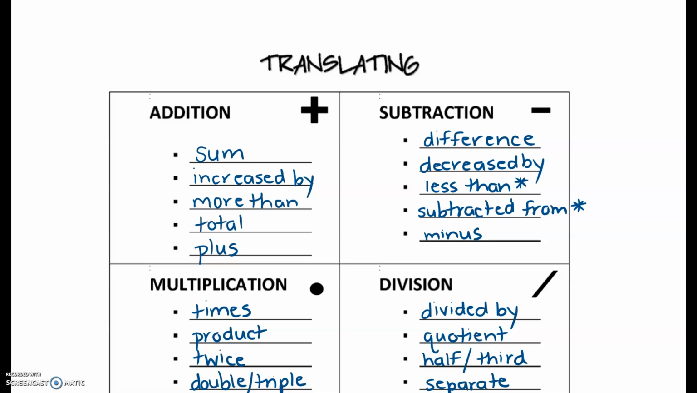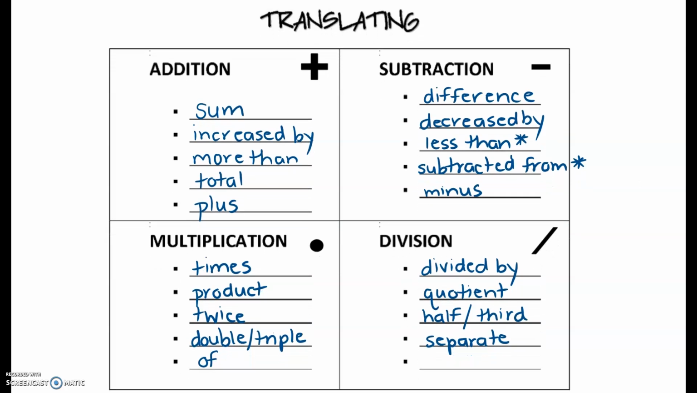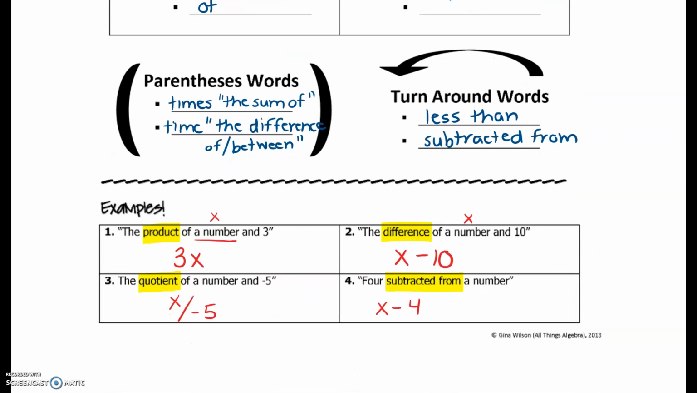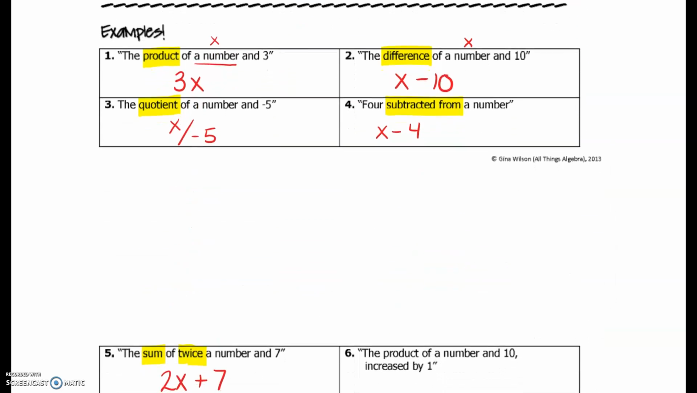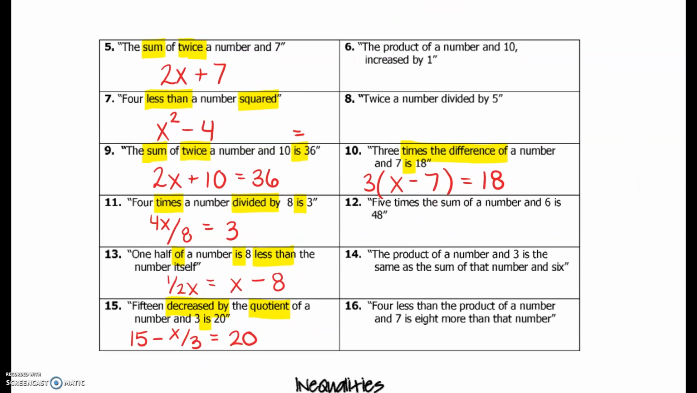Hi class, in part 2 of our video today, we are going to continue talking about our translating expressions notes. So yesterday you watched the video and hopefully you have filled in some of these keywords that indicate to us whether we should add, subtract, multiply, or divide. And throughout the video I finished quite a few of the examples with you. We finished questions 1 to 4 on the front and a few of the questions here on the back.